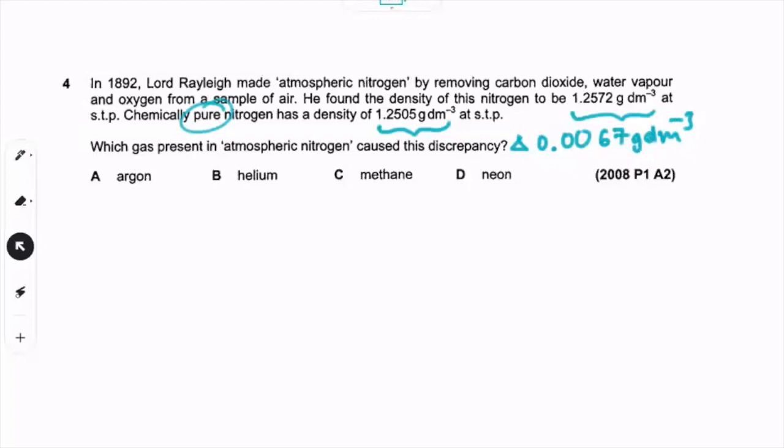Is it helium? Yeah, helium. Wait, but why? I just guess, because helium is the lightest. Let me think. No, it's not helium. I don't understand. Okay, can you explain?